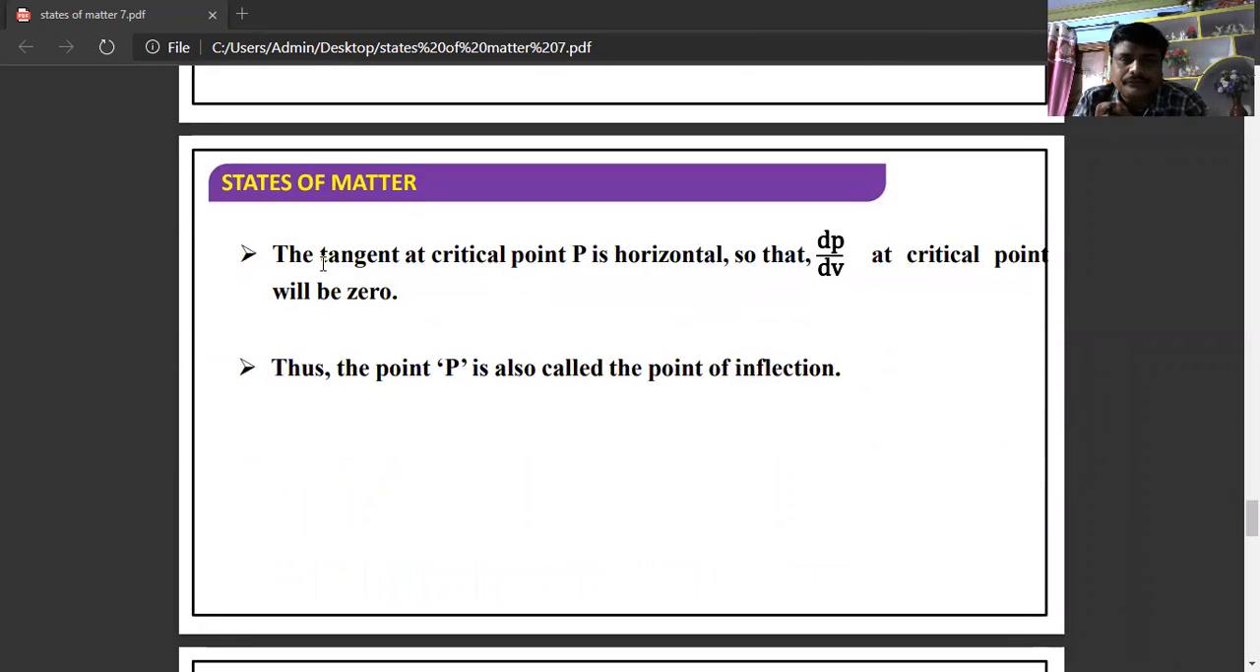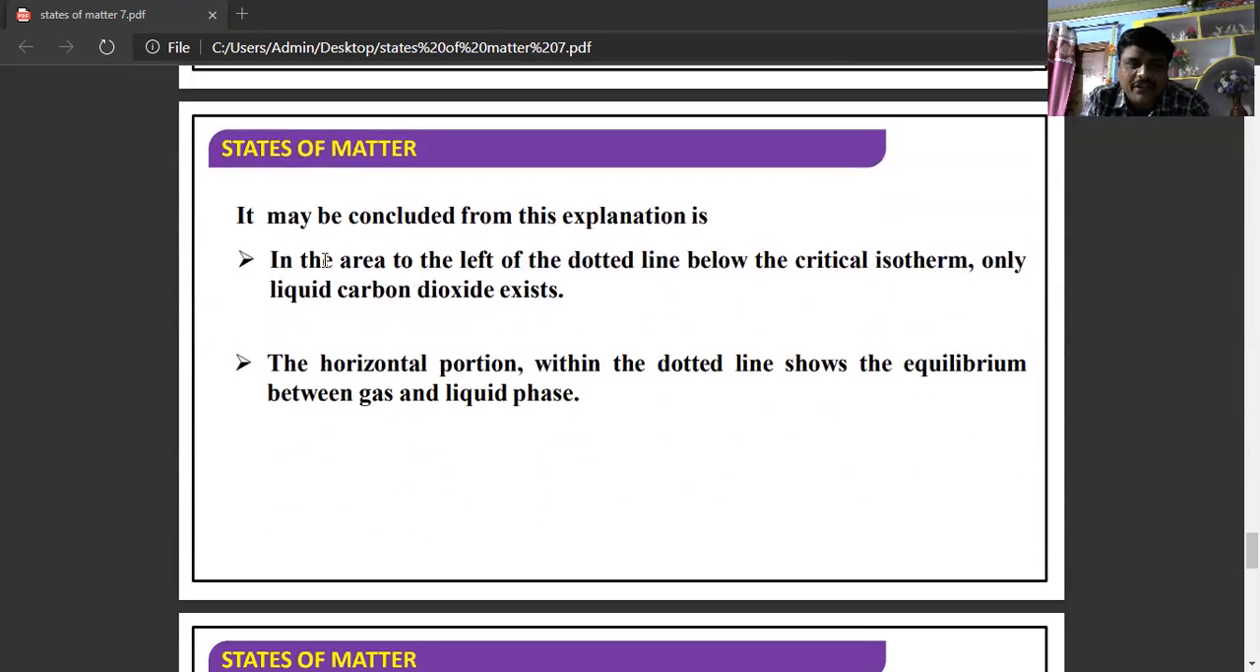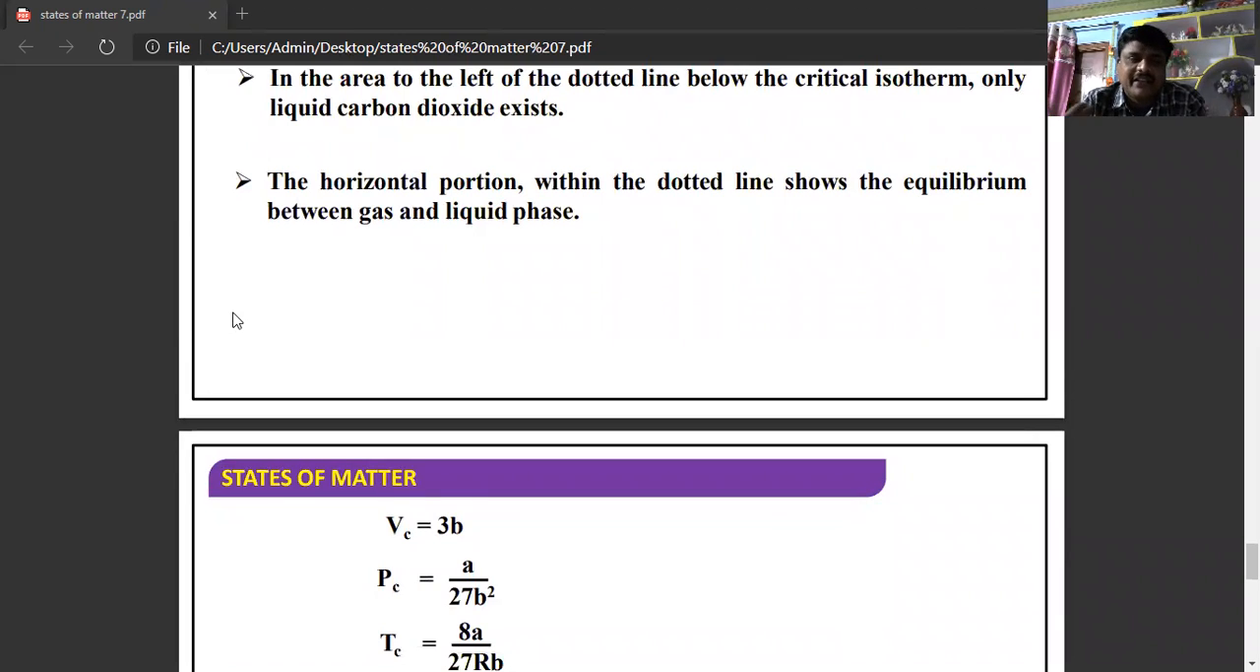The tangent at the critical point P is horizontal, such that dP by dV at the critical point is 0. That point P is known as the point of inflection. In the area to the left of the dotted line, below the critical isotherm, only liquid carbon dioxide exists. The horizontal portion within the dotted line shows that equilibrium exists between the gas phase and the liquid phase.